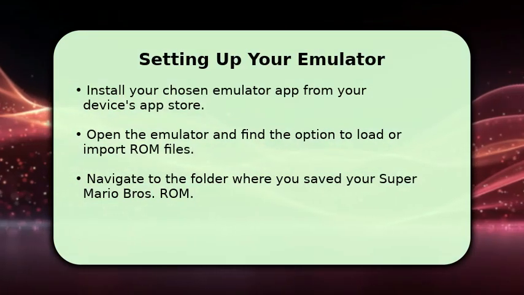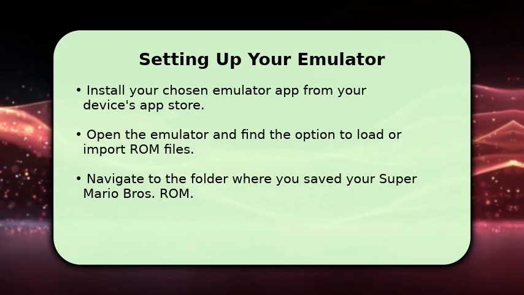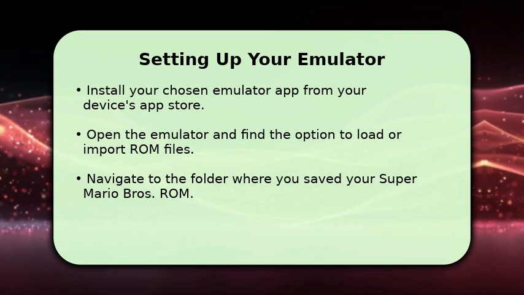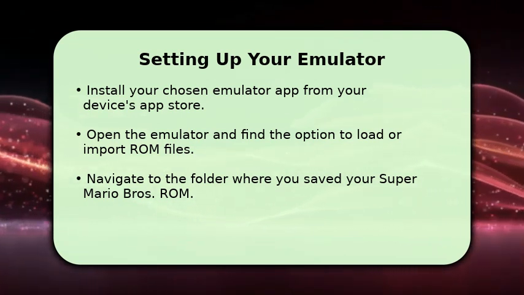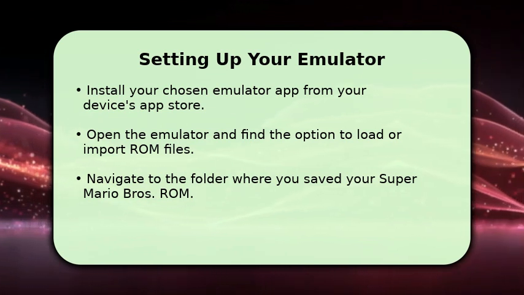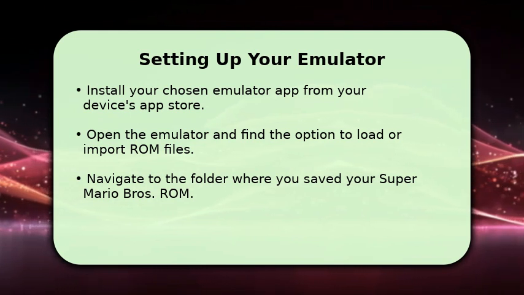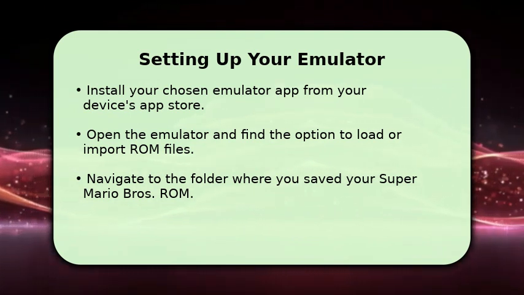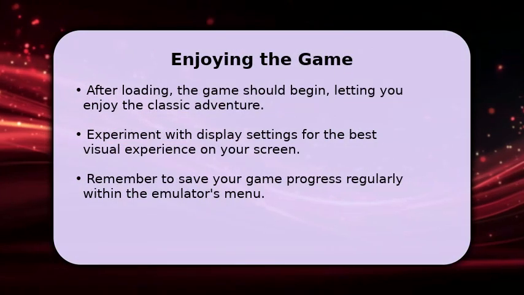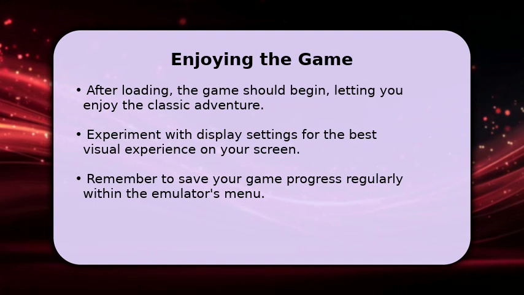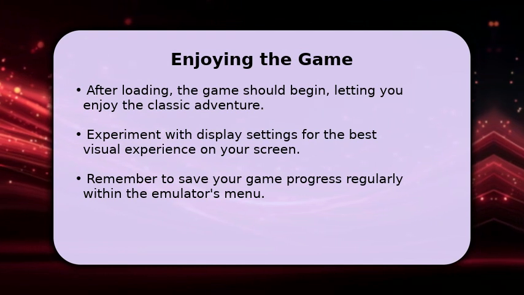Once you have your emulator and ROM, it is time to set things up. Install the emulator app from your phone's app store. Open it and look for an option to load or import a ROM. Browse to the location where you saved your Super Mario Bros. file and select it. You can then customize the on-screen controls or connect a physical Bluetooth controller for a more authentic gaming experience. With everything configured, you are ready to jump into the Mushroom Kingdom. The game should load, allowing you to guide Mario through his iconic journey.